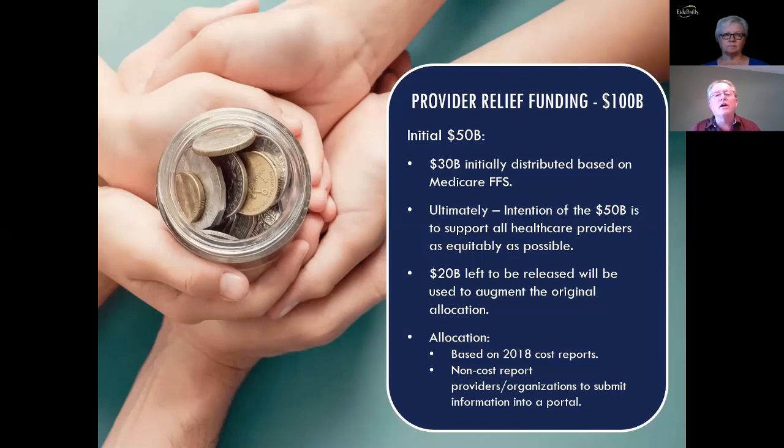Now they've come out talking about the next 20 billion, because there's 20 billion left to come out. And ultimately, their whole intention is that this 50 billion is to support all healthcare providers as equitably as possible. Now, that's all going to be in the eyes of the beholder as to what everybody deems to be equitable. But this $20 billion that's left is to be used to augment the original allocations. So what they're going to look at is, from what we can see, if they were going to allocate the 50 billion, how would they have allocated that in total?